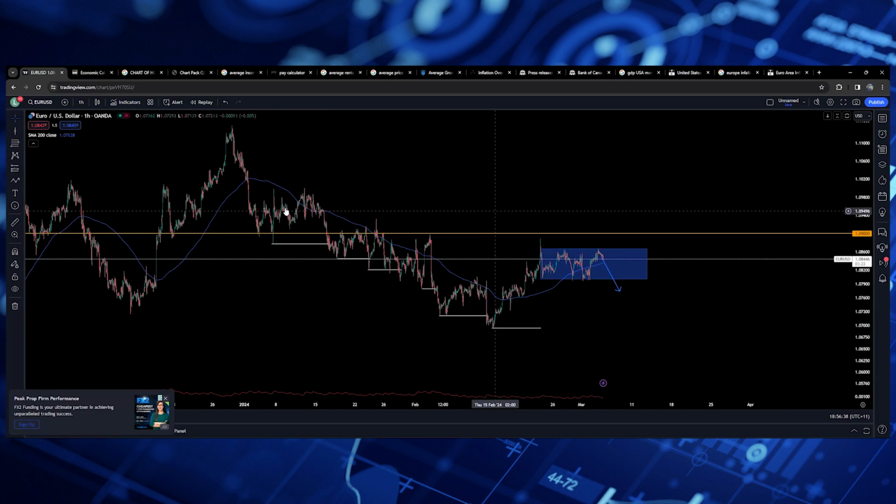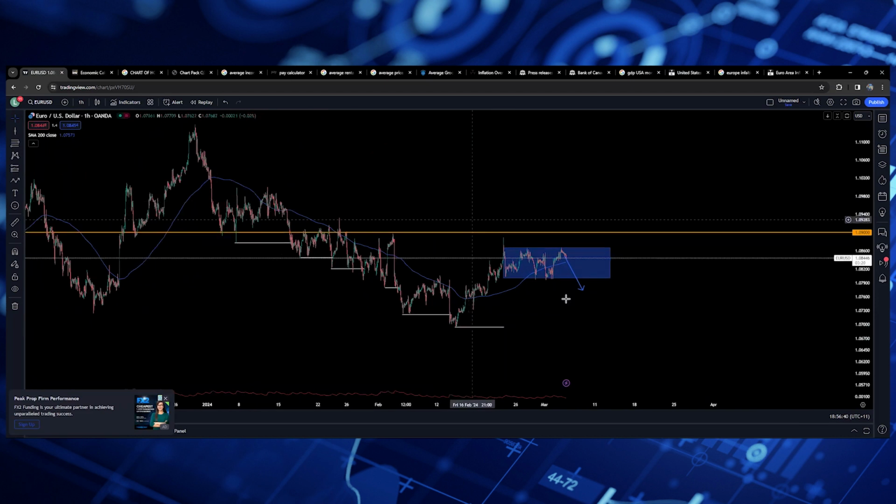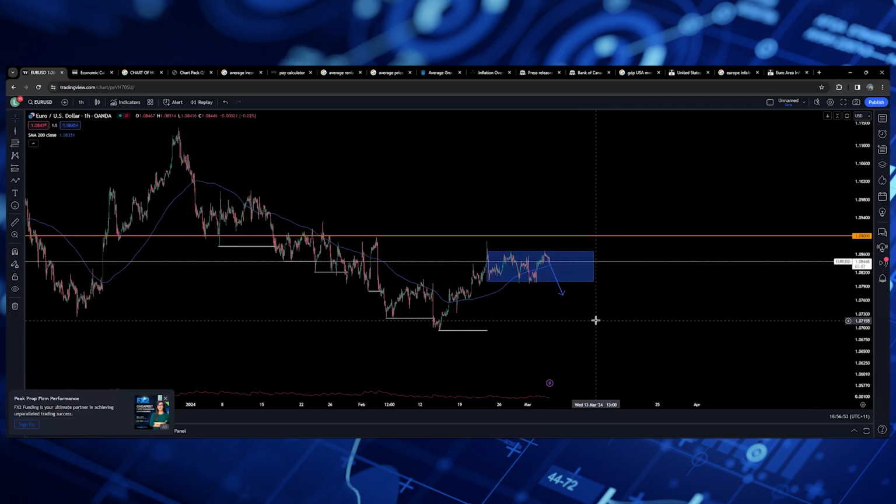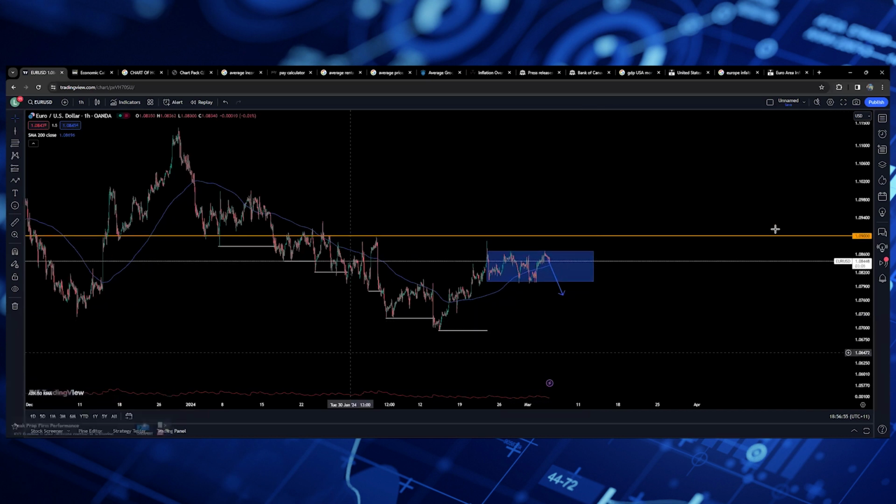Okay. This is going to be a good one, but not for now. I think this one would be the best target at the moment. And then after that, even though maybe it extends to here, but primarily here. Okay, so this is my view on Euro Dollar.